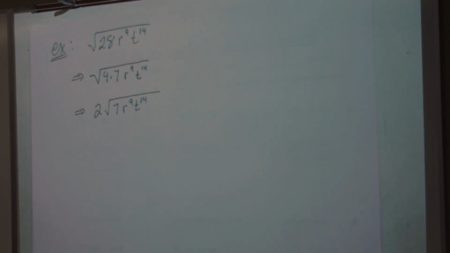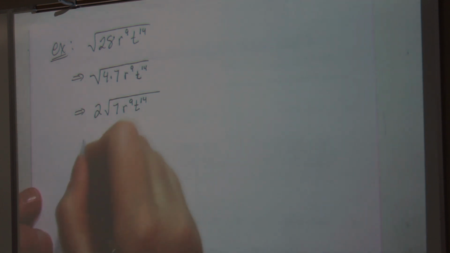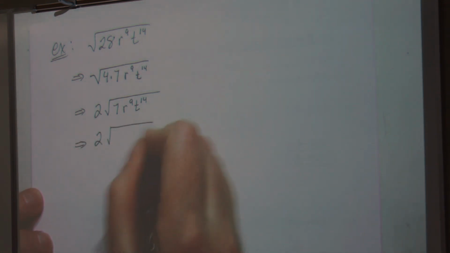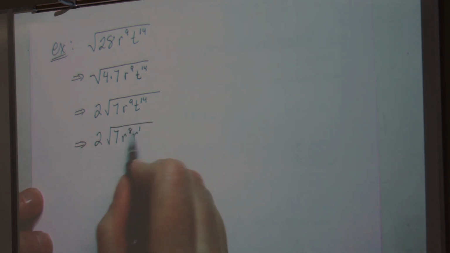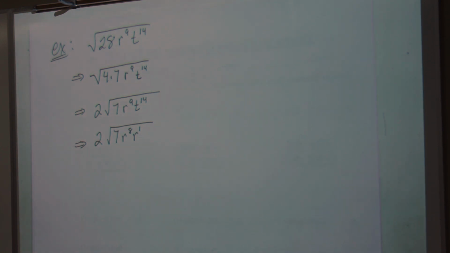All right, what is the deal with the variables? Let's break it down like we did before. The index is 2, so that's telling you that I want a number directly less than 9 that's divisible by 2. And what is that? 8. So we have 2 times the square root of 7, r to the 8, and r to the 1. When you add those using exponent rules, they add to give you 9, right?